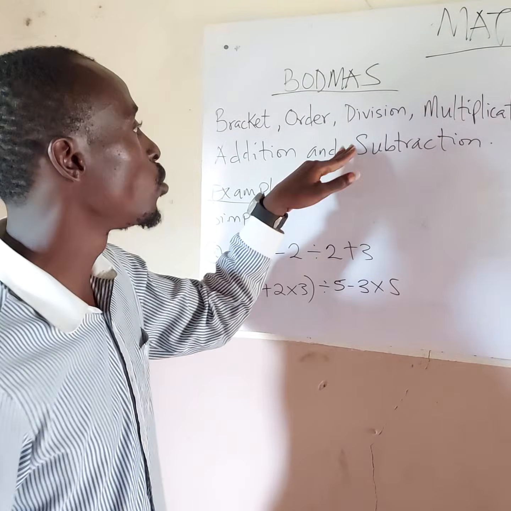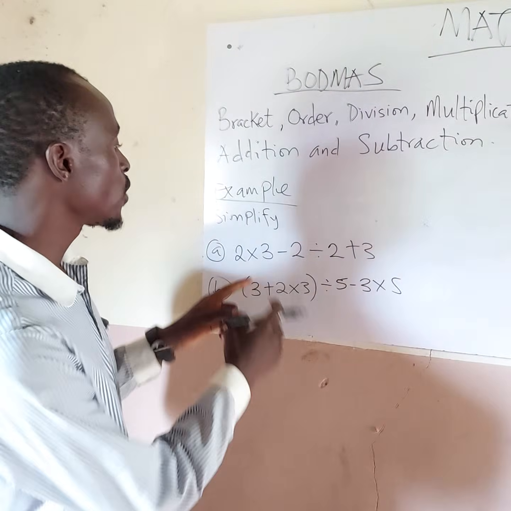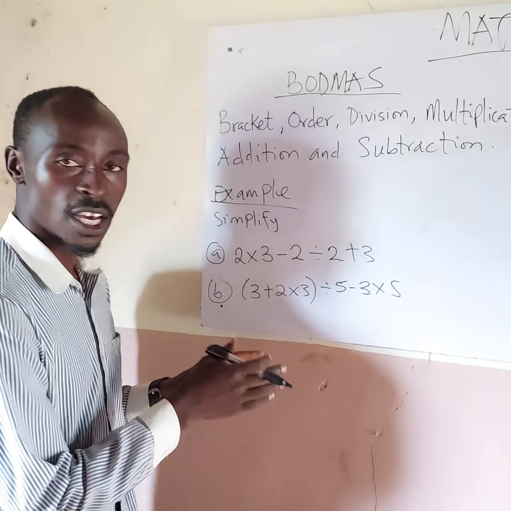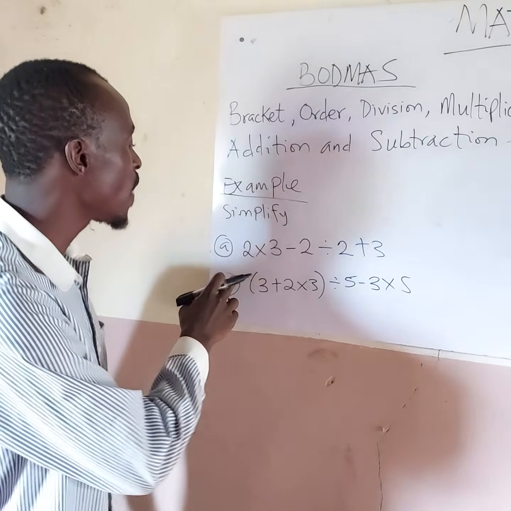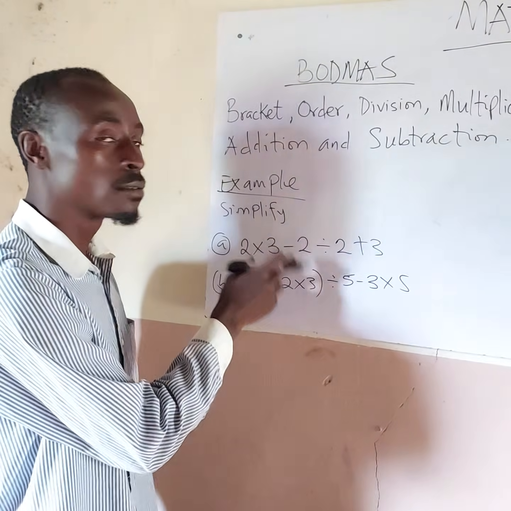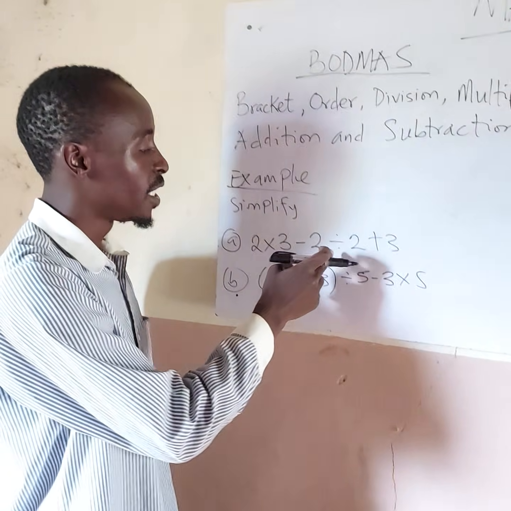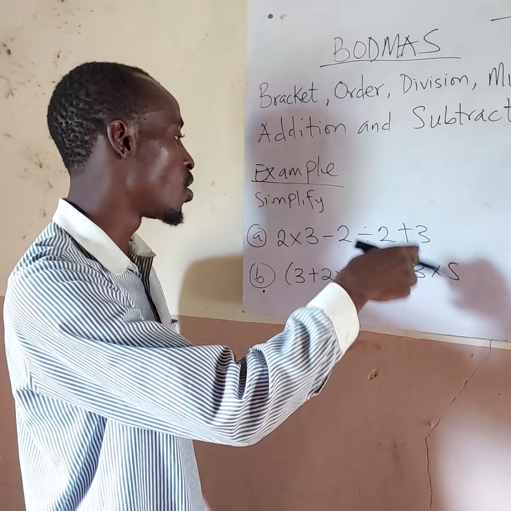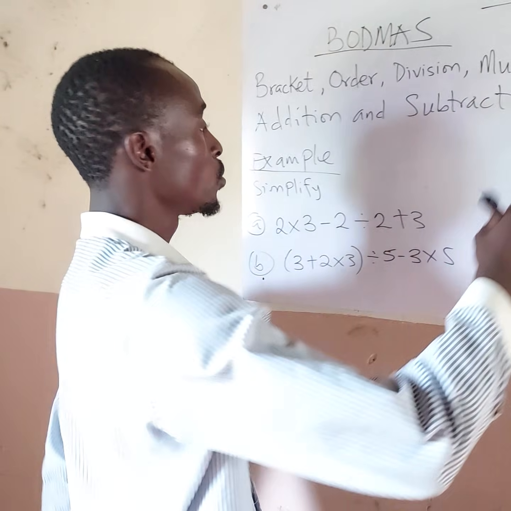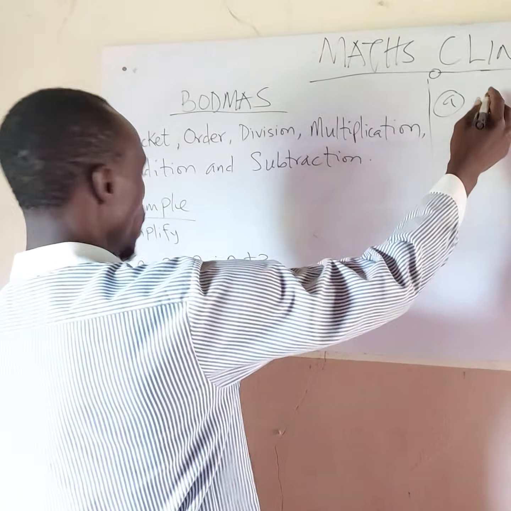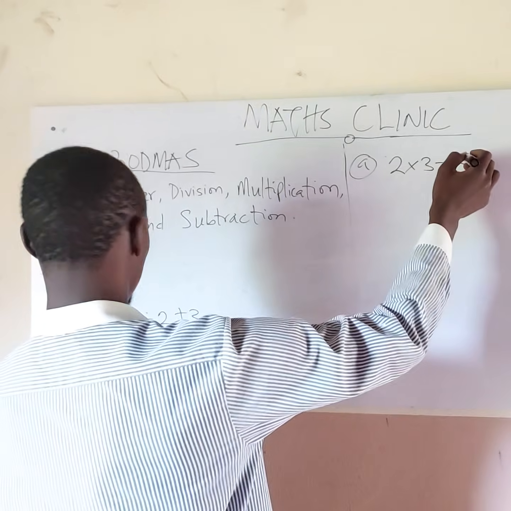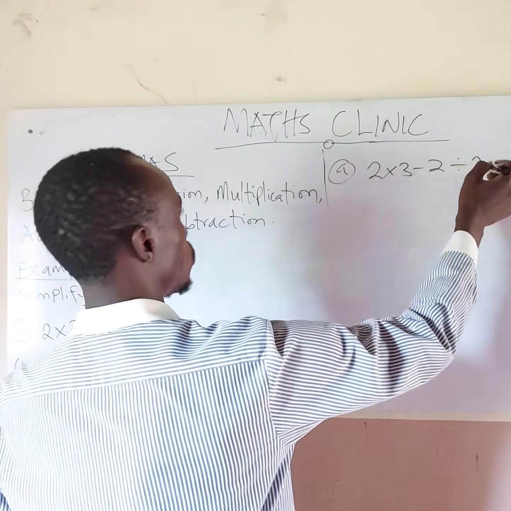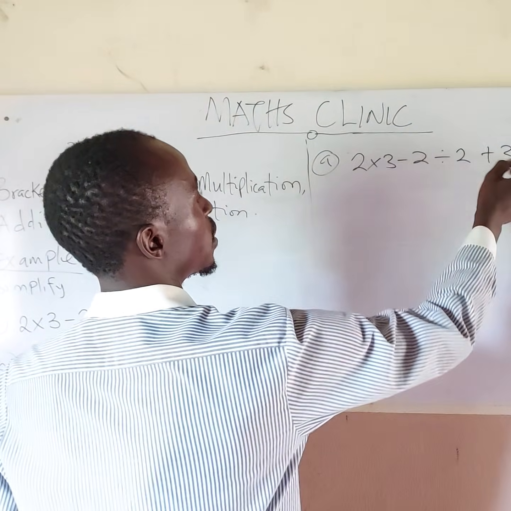So we are going to use the knowledge of this Bodmas to analyze this example that we have underneath. We have an example to simplify: a, 2 times 3 minus 2 divided by 2 plus 3. So let's do this. Let's do a. We have 2 times 3 minus 2 divided by 2 plus 3.